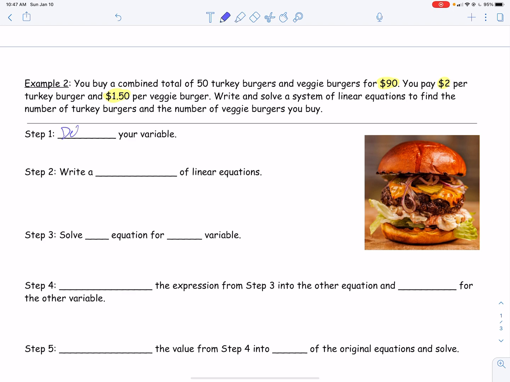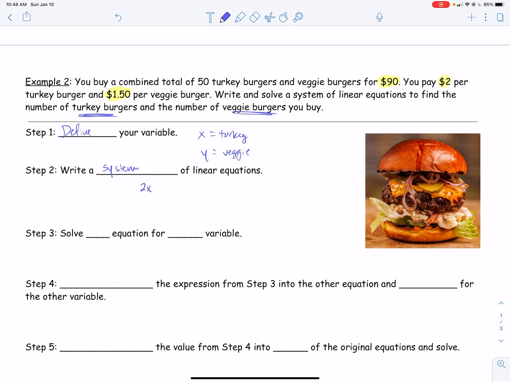So step 1, always define your variable. So let's just say, because I'm solving for turkey burgers and veggie burgers, x is equal to turkey, y is equal to veggie burgers. Okay, step 2, write a system of linear equations. As I said earlier, those numbers that have the same units are going to go in the same equation. So it looks like 2x, because it's 2 times turkey, I said x is equal to turkey, plus 1.5y is equal to 90, because it's a total of $90.